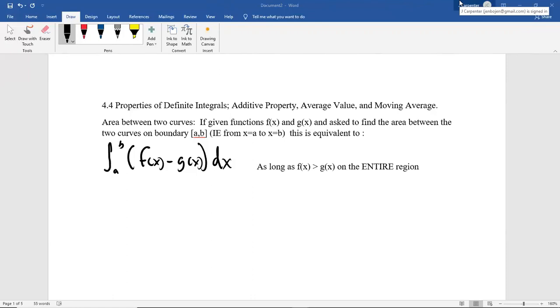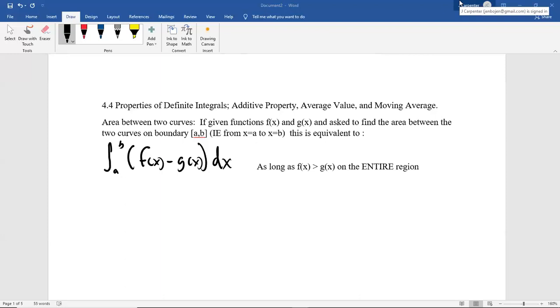So to find the area between two curves, you're just doing integral area. And if you're given your functions f of x and g of x, and you're asked to find the area between the two curves on a boundary, so again, a left and a right boundary, you're just doing a subtraction of the two functions and then integrating from a to b, as long as the first function is greater than or higher than, as a picture, the second function on the entire region. Now, that entire region is what gets a lot of people. So there's a couple issues here. First of all, you've got to know which function is higher.